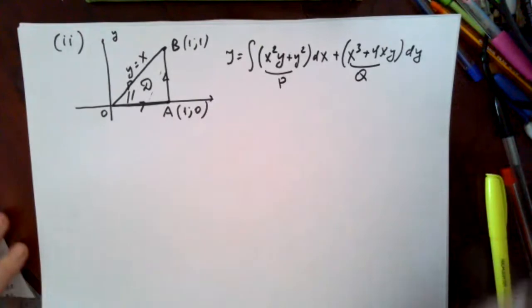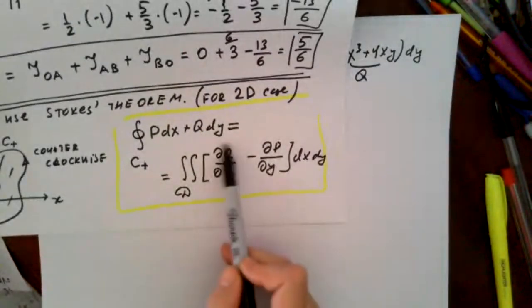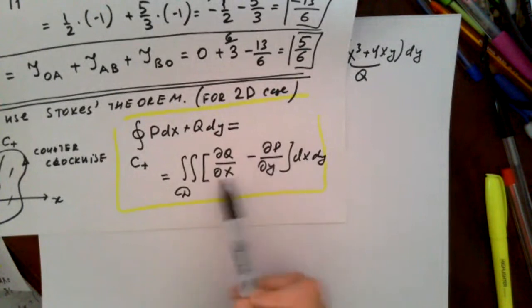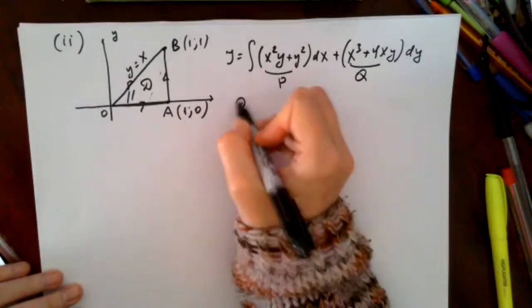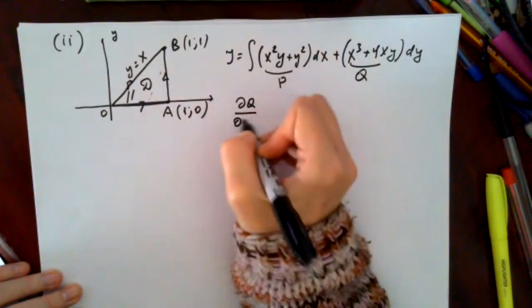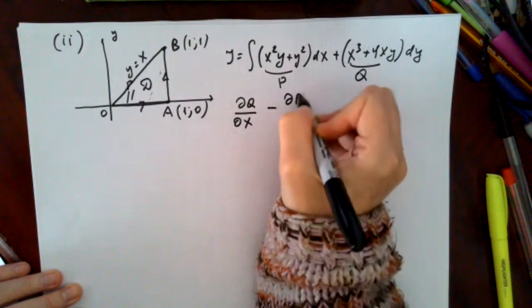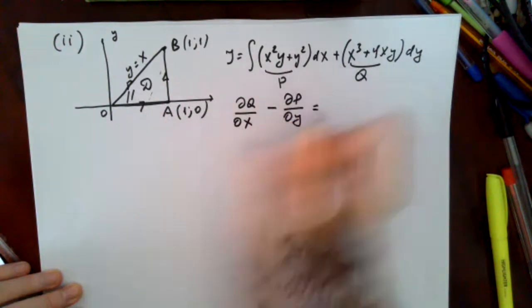And according to the Stokes theorem, let's have a look at it again. We need to prepare this expression, dq over dx minus dp over dy, and use it as a function for the double integral. Okay, let's prepare the function first. So it should be dq over dx minus dp over dy.